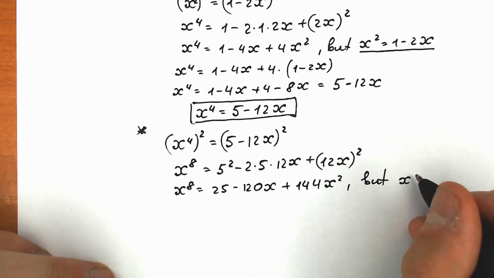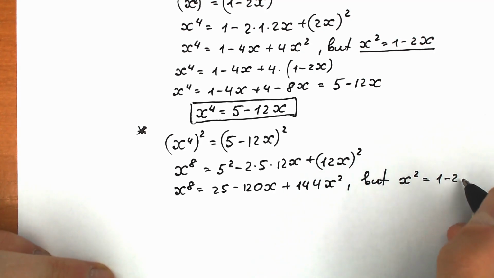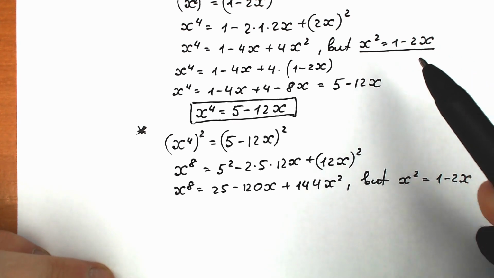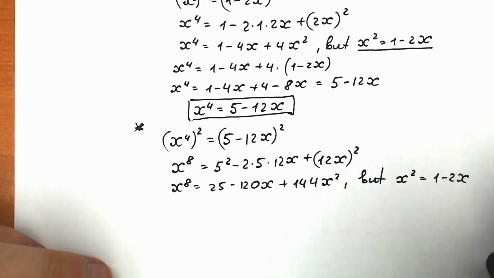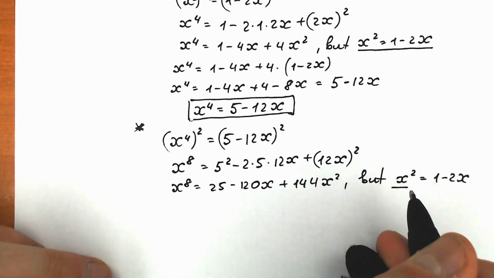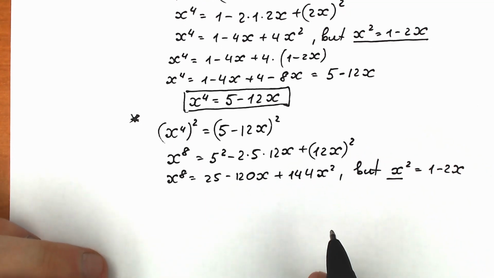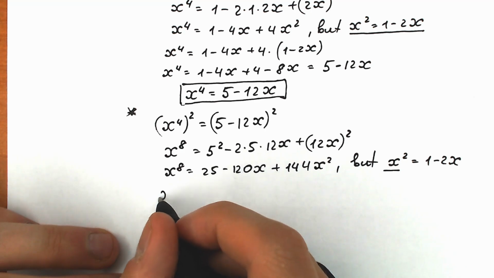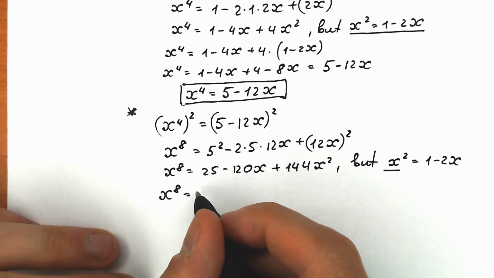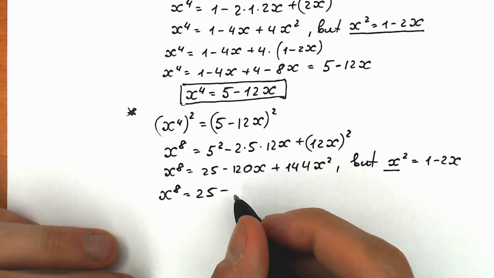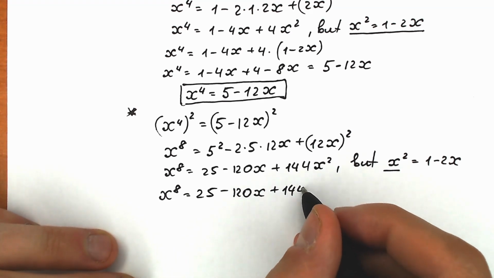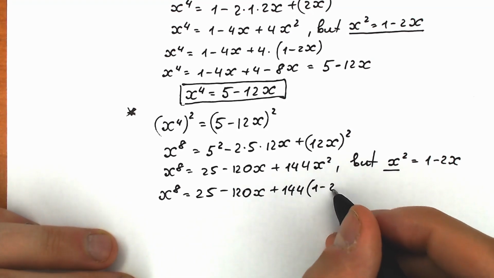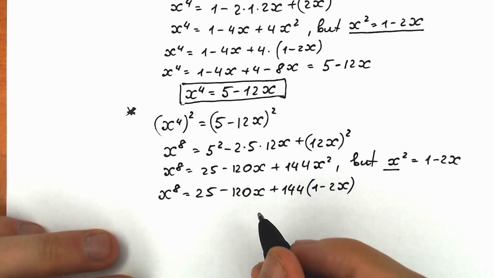But x squared equals 1 minus 2x. Absolutely the same step as before. We reduce the power by using this expression, x squared equals 1 minus 2x, and plug it into this spot instead of x squared. So we have x to the 8th power equals 25 minus 120x plus 144 times (1 minus 2x). Let's open our parentheses and see what will happen.